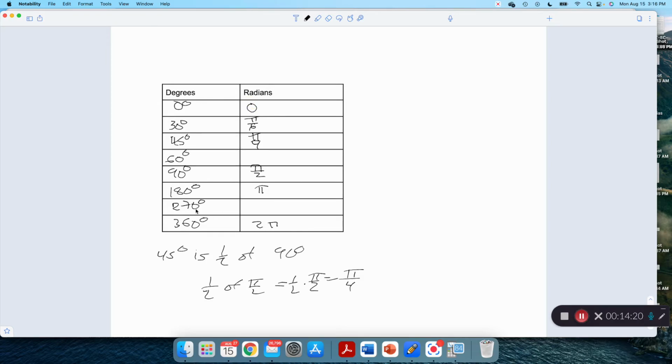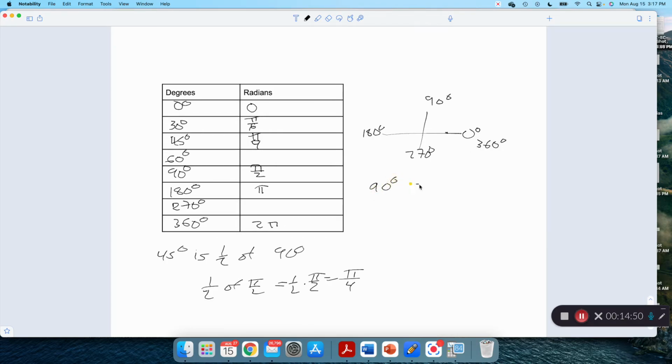What about 270? Think about this. If I set up my axes, here's 0, 90 degrees, 180 degrees, 270, and then if I go all the way around, 360. So let's just count by 90s. Here's one 90, two 90s, three 90s, four 90s.